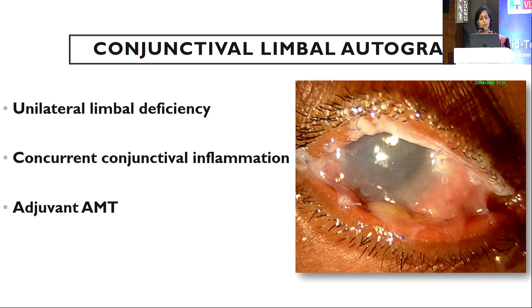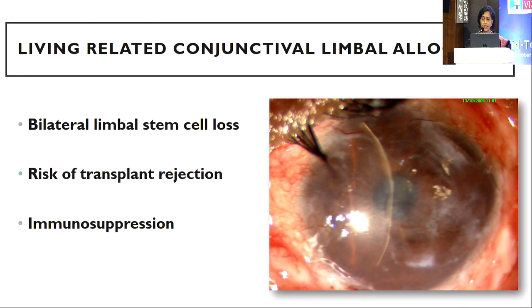So a simple thing like a conjunctival limbal autograft, which we are very familiar with for pterygium. Pterygium is in fact supposed to be a focal limbal stem cell deficiency. This technique can be useful. You may use adjuvant amniotic membrane transplantation. In certain bilateral cases, you can use a living related transplant, taking from a near relative like the parent, the child, or brother or sister. But you do have to use immunosuppression in such cases.